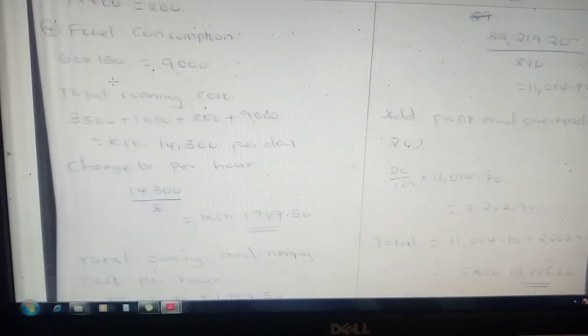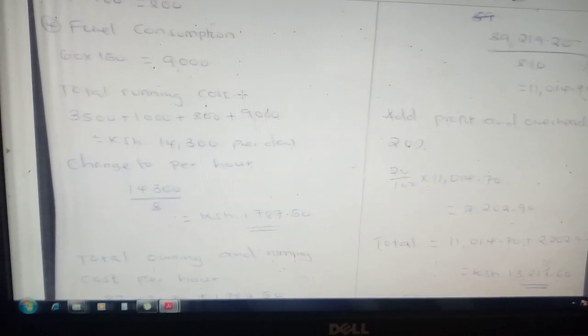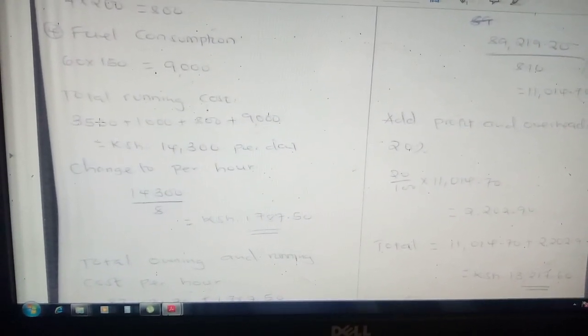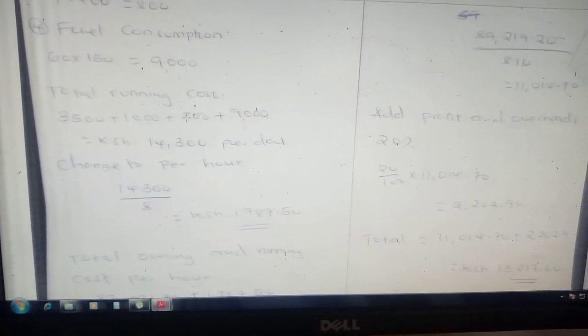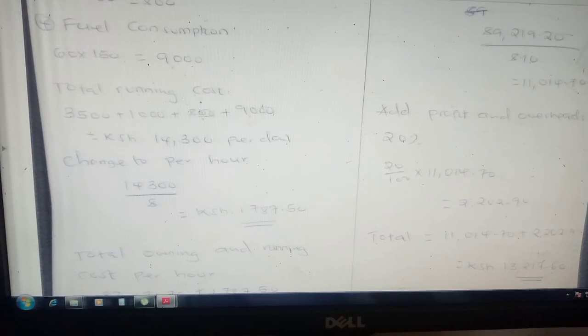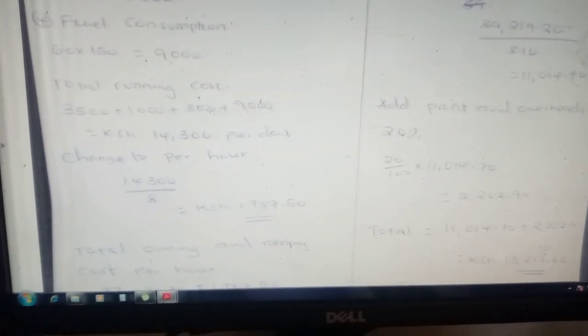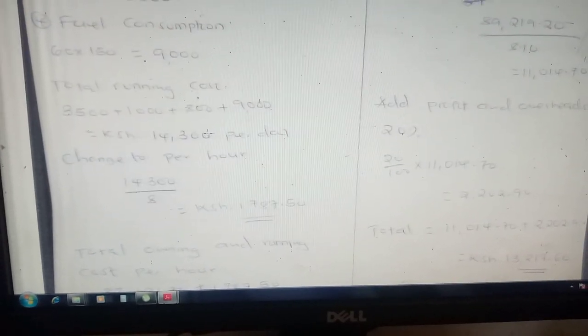Then you add the running costs. The total running cost will be the first one, the cost of paying the operator, which was 3,500, then the banksman, which was 1,000, then the lubrication oil, which was 800 shillings, then the fuel consumption, which was 9,000 shillings. So the total there is 14,300 shillings per day. So that is the cost per day.